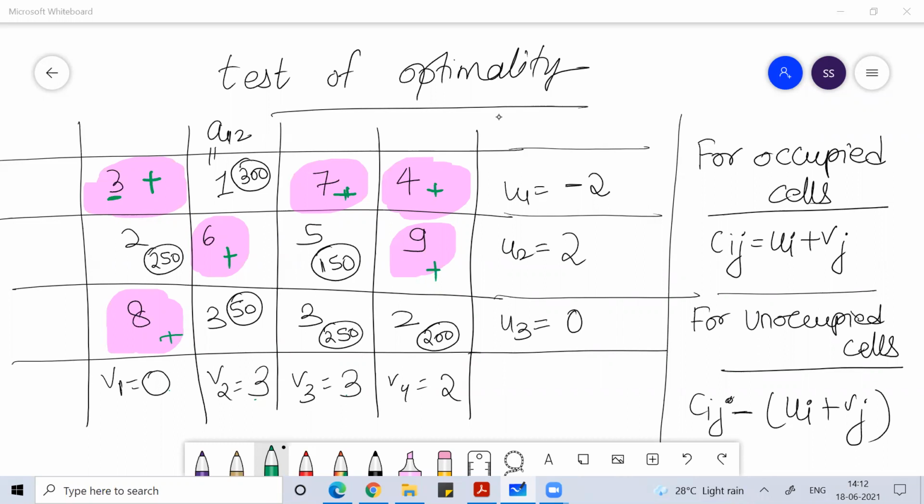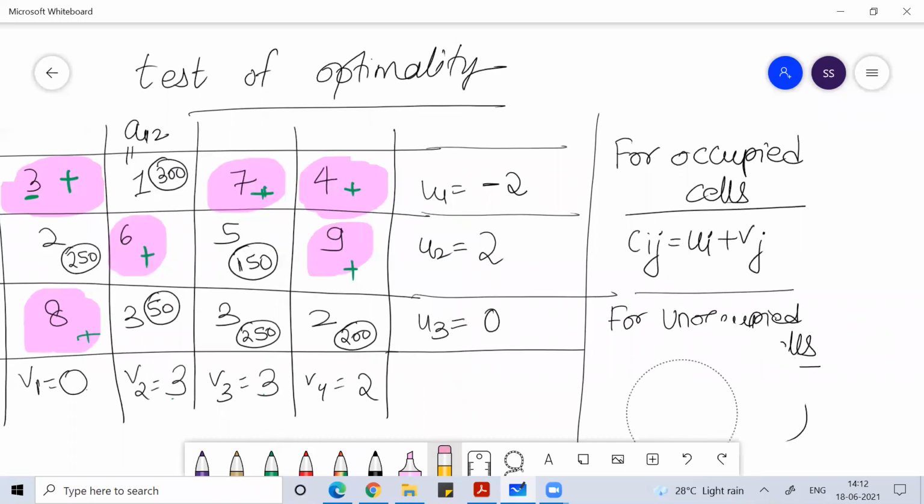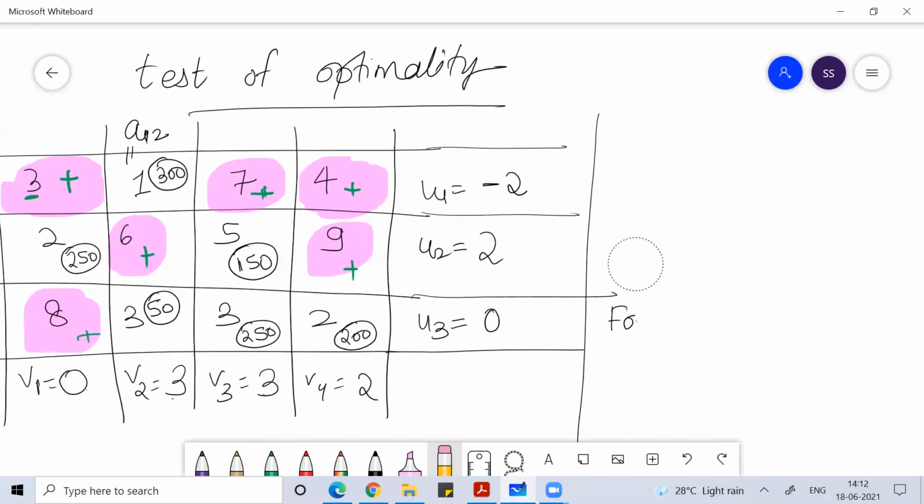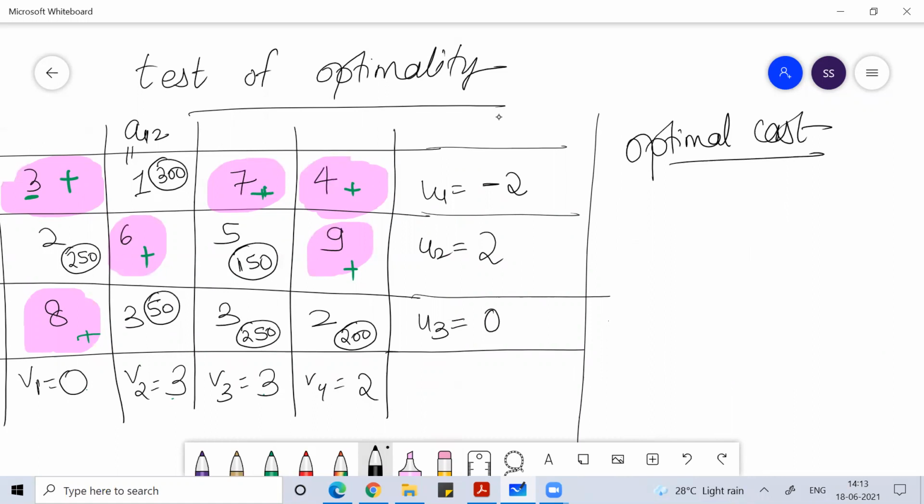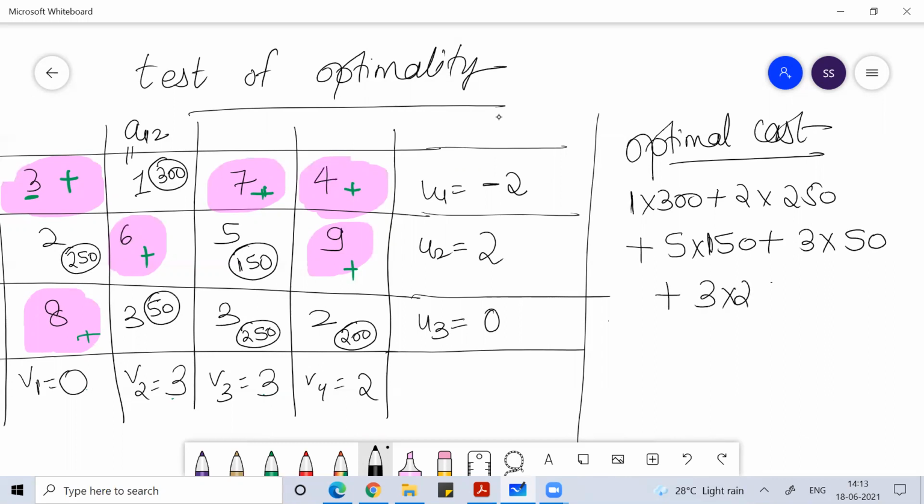So once you've done this, if you get all positive, it means your solution is optimal. If your solution is optimal, you can find the optimal cost, which is your total cost. So your optimal cost is equal to 1 into 300 plus 2 into 250 plus 5 into 150 plus 3 into 50 plus 3 into 250 plus 2 into 200.